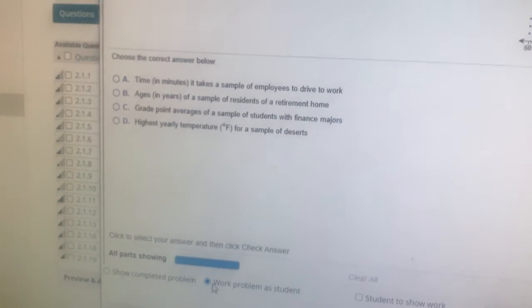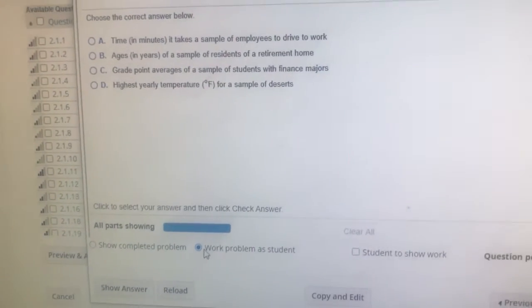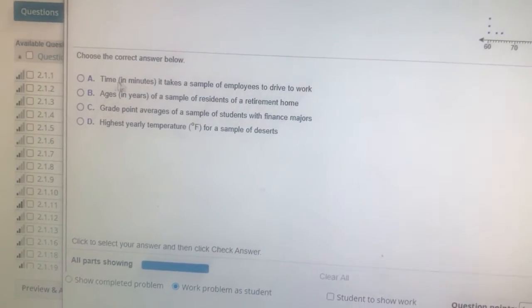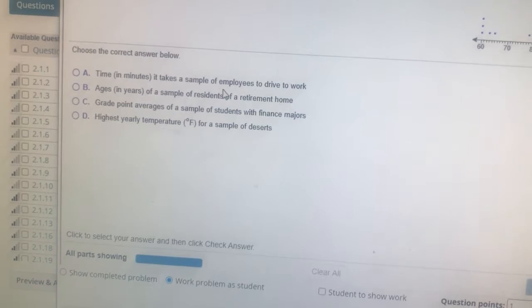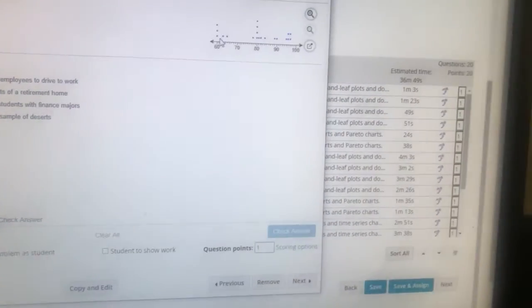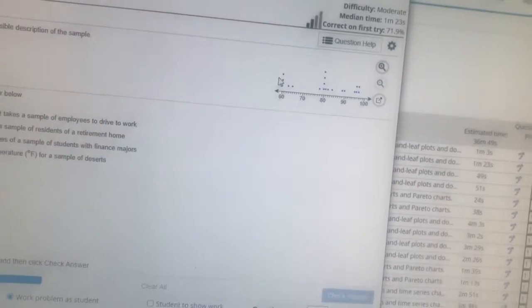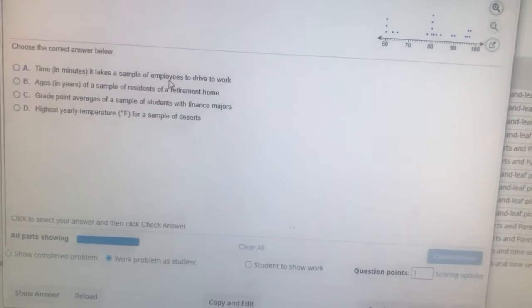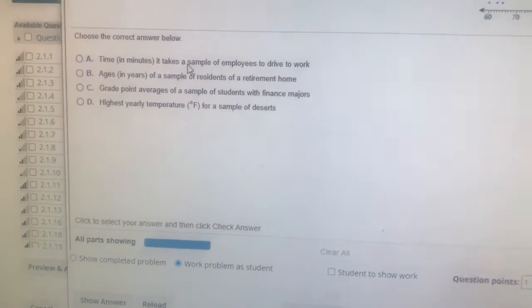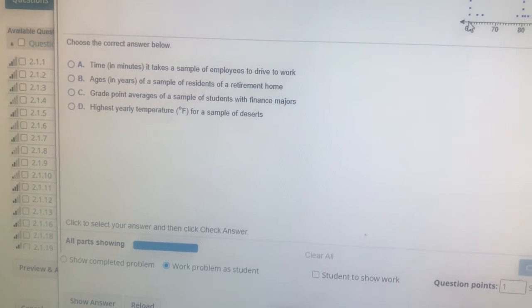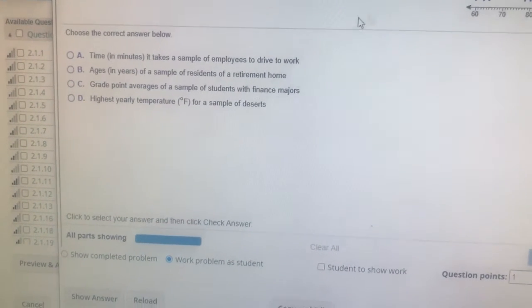All right, this says over here, choose the correct answer, match this plot with a possible description, just like the previous problem we did. So the time in minutes it takes a sample of employees to drive to work. Now, it looks like 60 minutes is the lowest and like 100 minutes. And I would say most people driving to work are not going to be driving an hour or more. I'd say some people would be driving maybe just 5 minutes. So I don't think it's A.